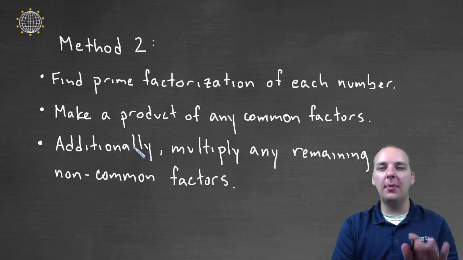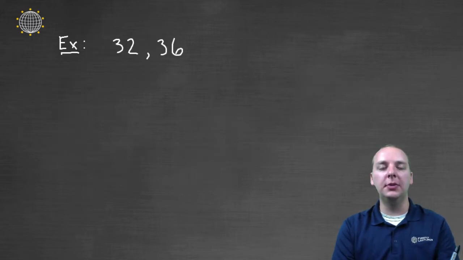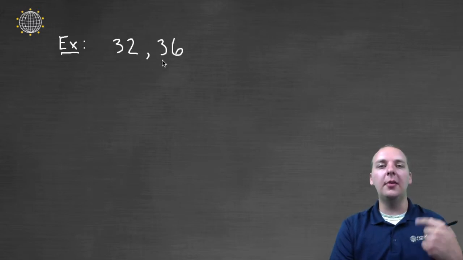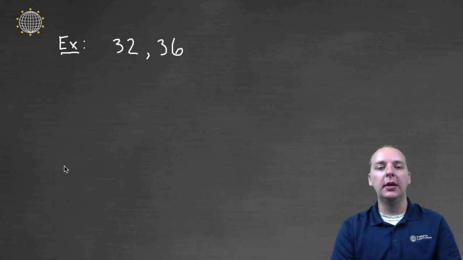I know this is a little complicated, so we're going to do a couple examples of this. Let me show you a few examples. 32 and 36. Those are so big, I don't think we'd want to take multiples of 32 and 36. That would take quite a while and the numbers would get very big. So here's what we're going to do. We'll take 32, and we'll take 36, and we're going to factor it completely.